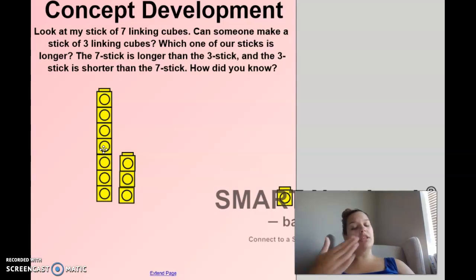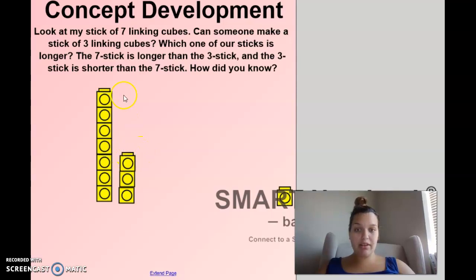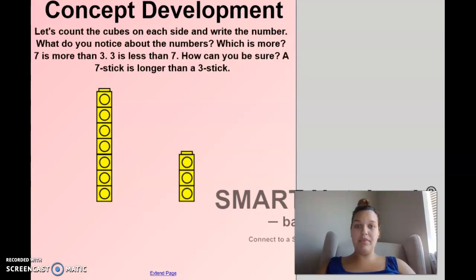How would you know just by looking at the picture? If you didn't know it was a 7 stick and a 3 stick, how would you know? Yeah, look at it. You can just stop right here and look at all this extra. If I asked you to find the longest, you would say, well, look at all these extra cubes on top of this stick right here, right? Or if I asked you to find the shortest, you would say, this stick is much taller than this stick, so it's shorter. Great job.